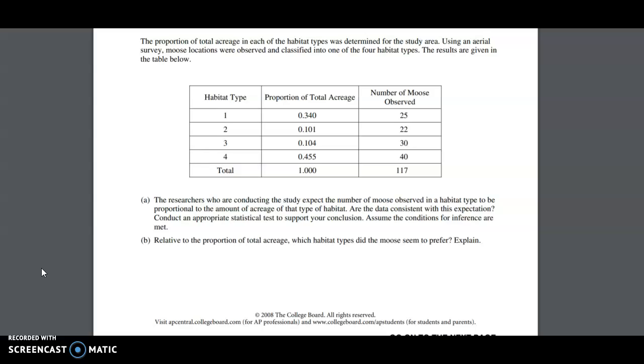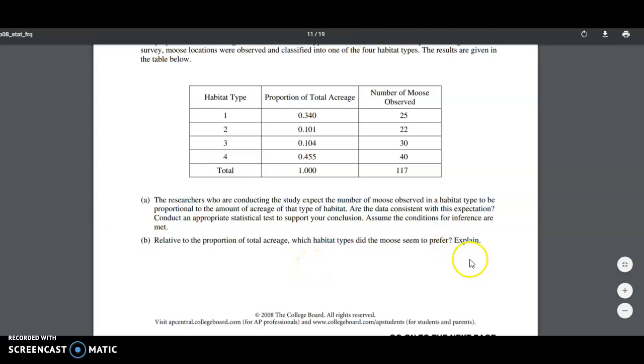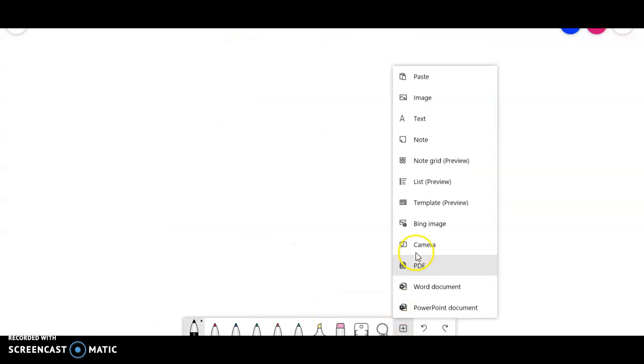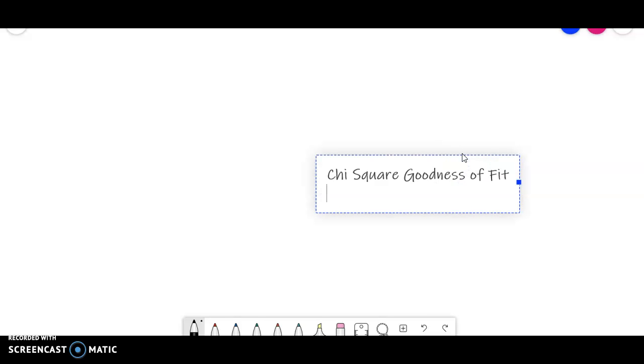Conduct the test. We're not going to assume the conditions were met for all of it because this is new for us and we need to practice that. And then a follow-up question: what habitat types do they seem to prefer? So we are looking at the habitat type being proportional to the amount of acreage there. I'm going to do a little bit of a mix with handwriting. So this is a chi-square goodness of fit, to identify the type of test.